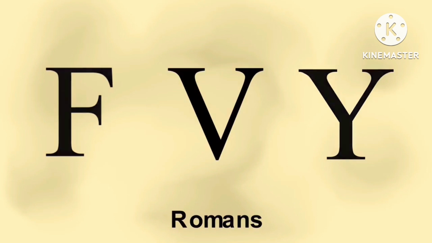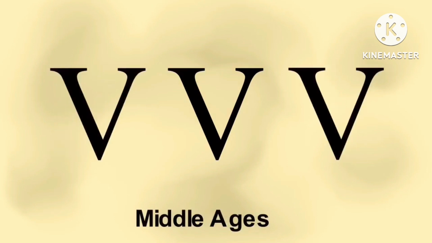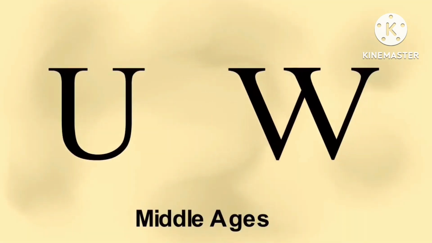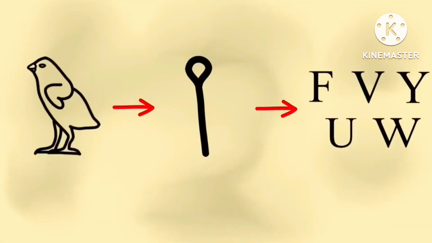Also, the letter F evolved even further to become the letter U and W. So this little chick is the ancestor of 5 modern letters: F, V, Y, U and W, but by the time it was pronounced wow.